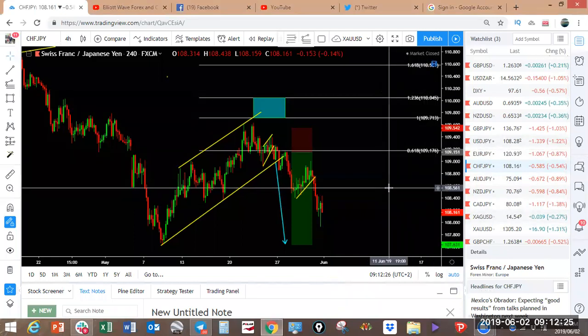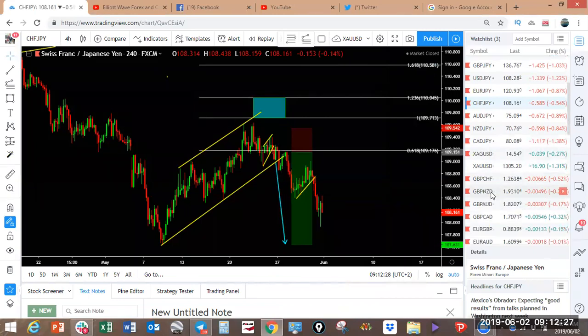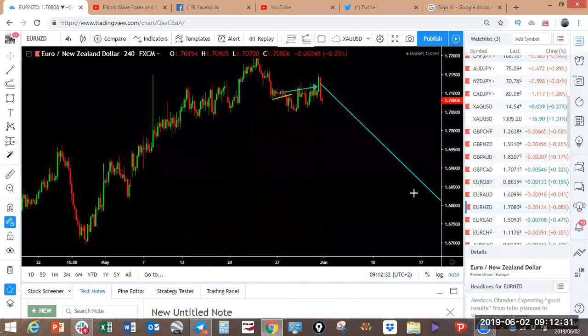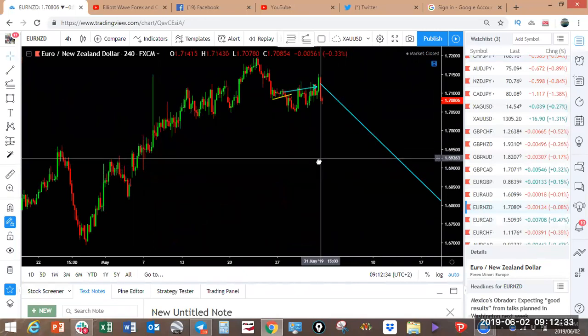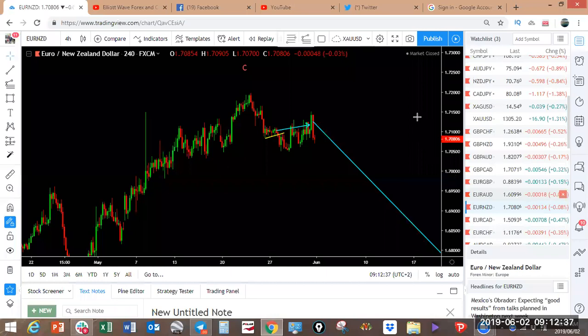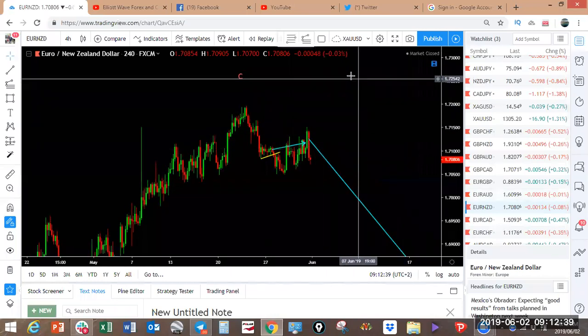Now, the next one that we looked at last week was EURNZD. EURNZD is still the trade for the next week. It has not really played out, but you can see that the setup is almost inch perfect. Okay, it is almost inch perfect. So now, why do I say this is perfect?